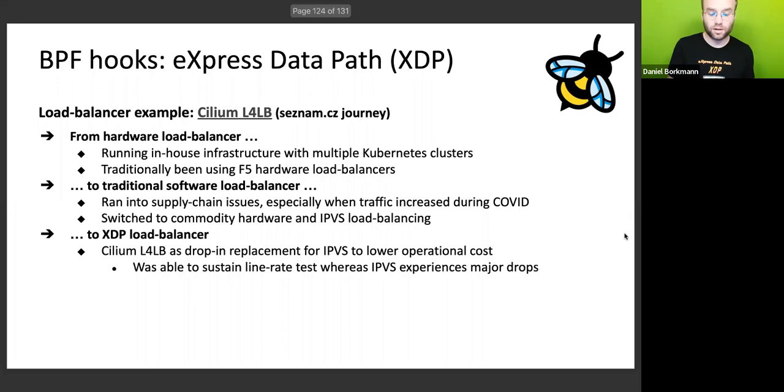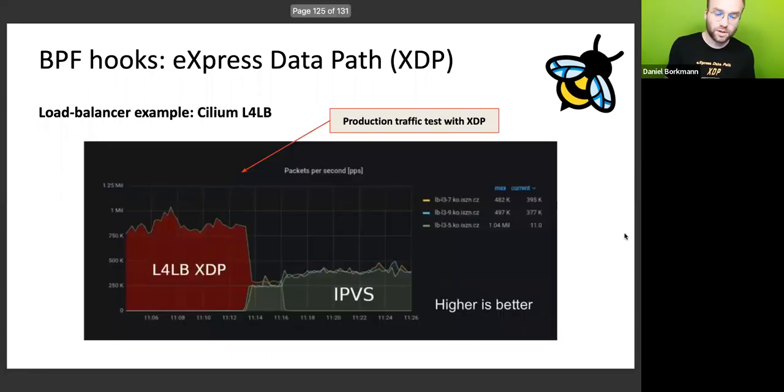And later on they saw that in the case of Cilium, they implemented XTP-based load balancing, and they tried this out as a drop-in replacement for the IPv6. And it's really interesting what happened. So when they pushed this into production on a single node for testing, XTP was able to sustain network packets per second at a much higher rate than IPv6.